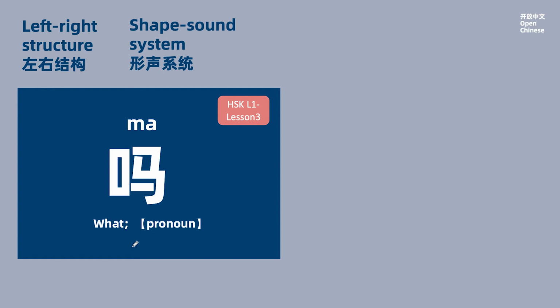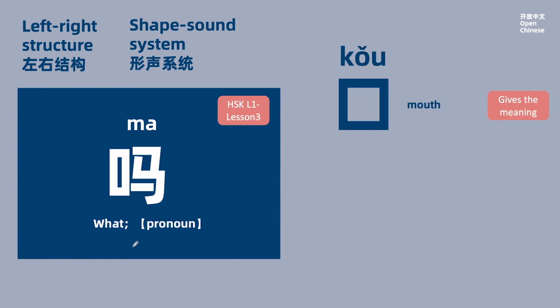Okay, so ma, it is also a left and right structure. We have the left side, 口, mouth, right? It gives a meaning because you use your mouth to ask. So here's also a tip. When you see 口 sitting at the left side of a left and right structure character, it usually gives the meaning of this character and makes this character related to speaking or eating, like in 吃 or 么. So when you see a 口 at the left side of a character, it usually gives the meaning of speak or eat.